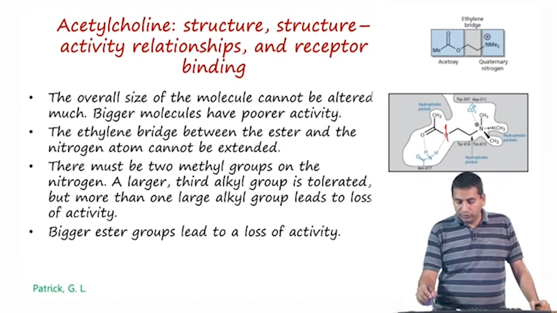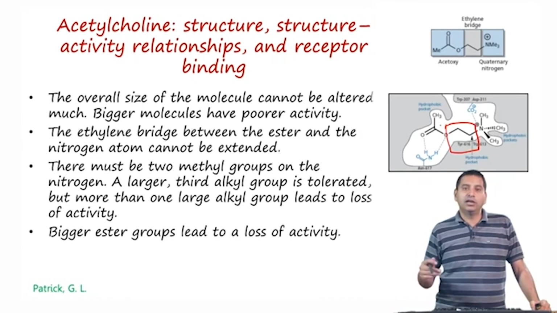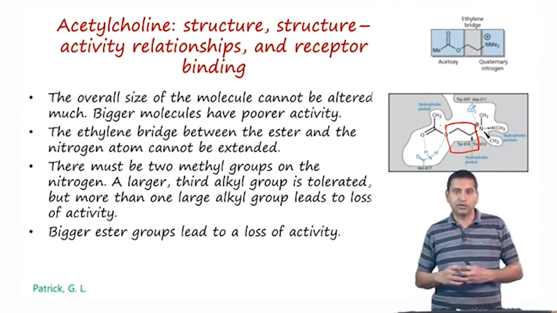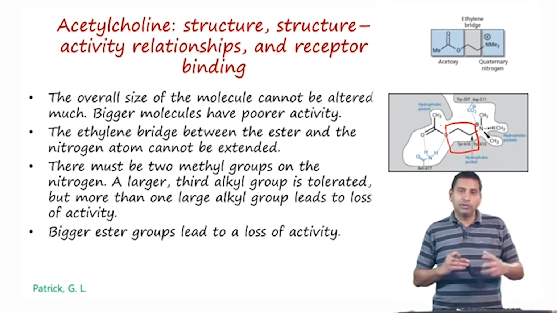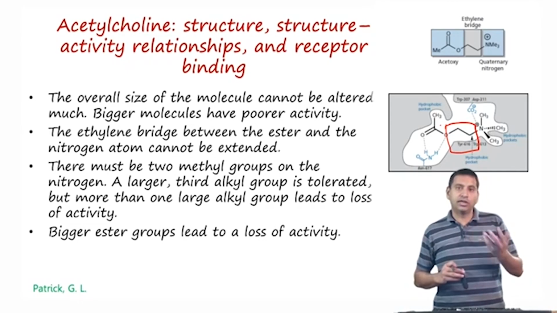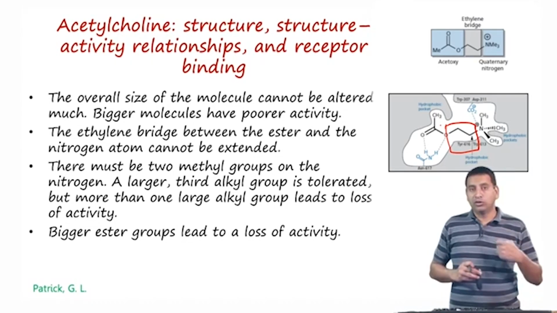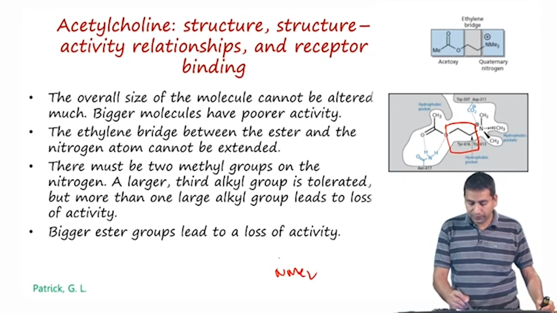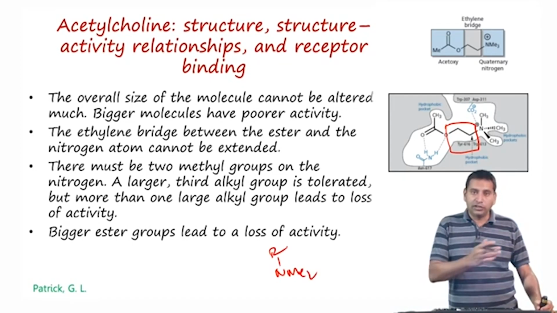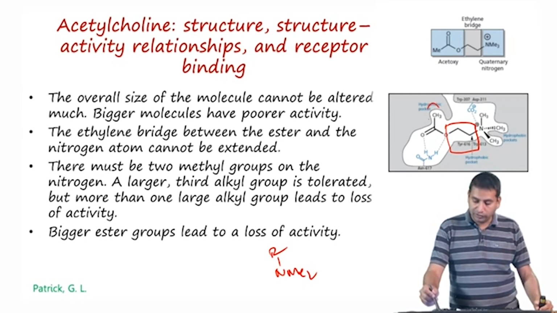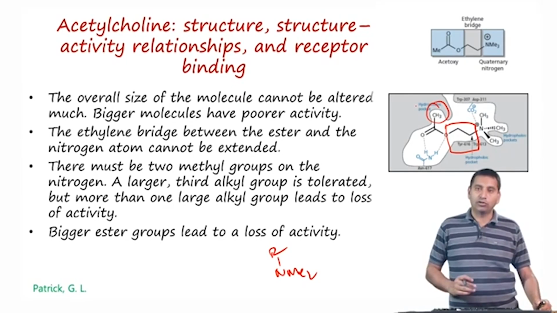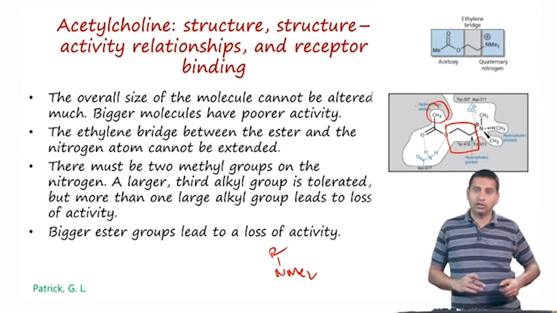The ethylene bridge cannot be extended further, because that again reduces the interaction. So, it is quite optimal, and there must be two methyl groups on the nitrogen. A larger third alkyl group is tolerated, but more than one large alkyl group leads to loss of activity. So, we are restricted to NMe2R. On the other side, if you have larger esters than an acetyl group, that also results in loss of activity. So, we are fairly restricted in what we can do for SAR.